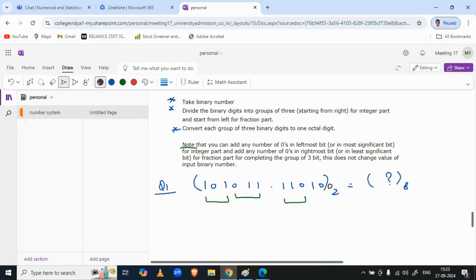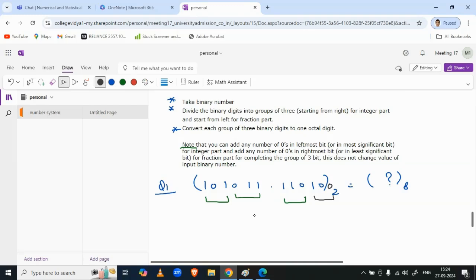You can add zero in the MSB when you consider the integer part, and you can add zeros in the rightmost bit when we consider the fractional part. This procedure does not affect the value of your binary number. So we have added a zero here. Then we will form groups of 3 bits.